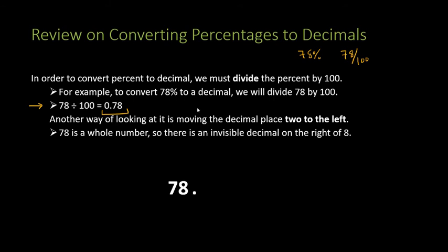So here's what this looks like. So 1 place, 2 places. Now, going back is the opposite. If you're in decimal form and you want to go to percentage, you would multiply by 100, right? Remember, again, think of the percentage as saying out of 100. So if I have 0.78, that's like saying 78 out of 100.